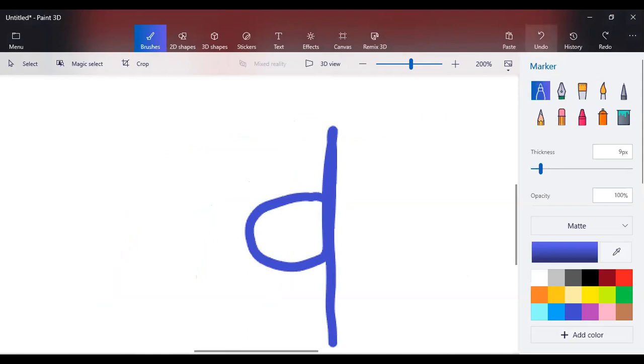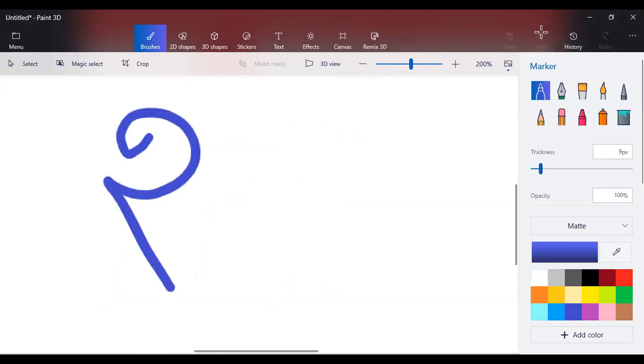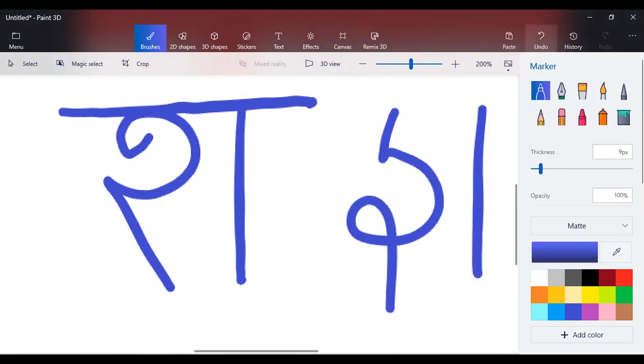Now the sibilants. The first letter, the palatal sha, is written like this. This sha can be written also like this. Both are acceptable. Sha can be written either as what you see on the left side of the screen or on the right side. Both are okay. That is palatal sha.